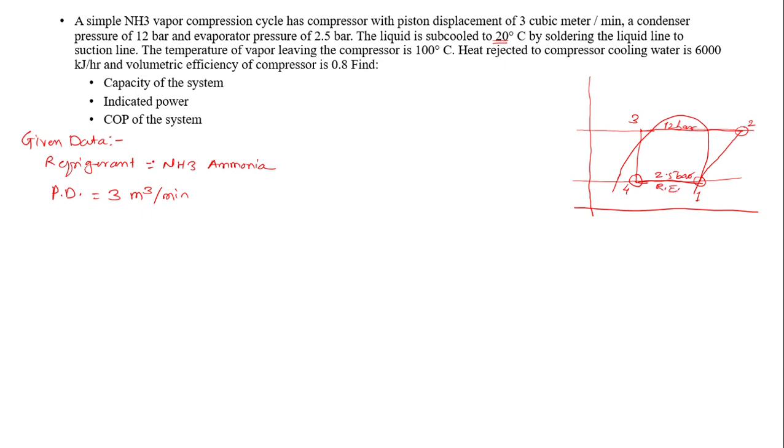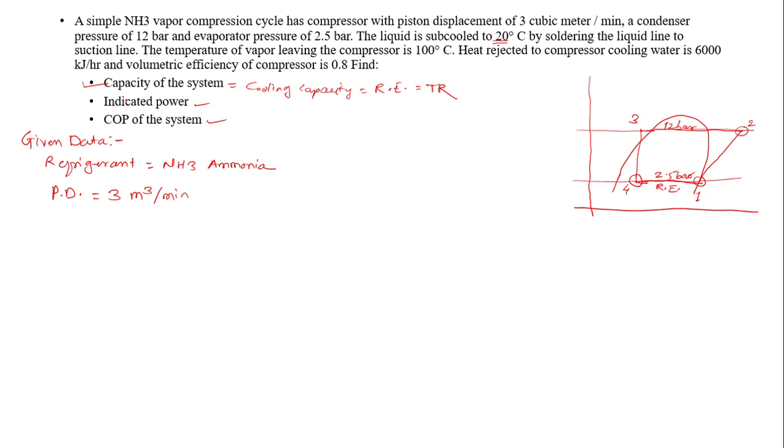Okay, so what we are supposed to find out is the capacity of the system. The capacity of the system is basically the cooling capacity, which is also known as the refrigerating effect, and this value we are going to find out in terms of refrigeration. We will find this answer in terms of refrigeration. Then we are supposed to find out the indicated power and the COP of the system. Fine. So what we will do, we will first plot all the points on the pH chart, and then we will go about this particular data which is to be found out.